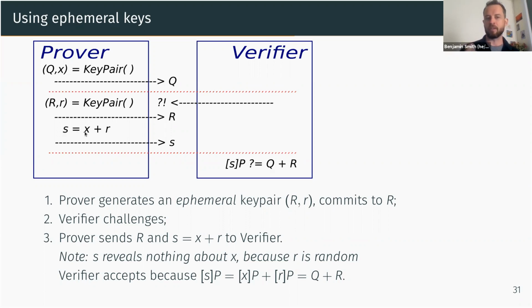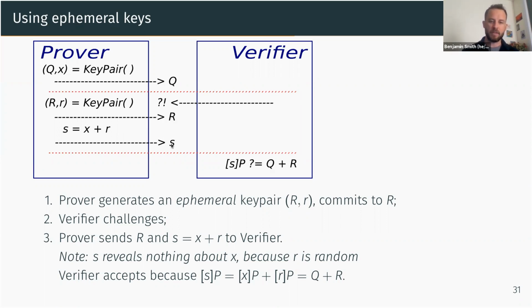Remember, these are scalars, they're integers in the elliptic curve context. So we're going to add these together, x and r, and publish the result s. Now the verifier can multiply up s times P, and then they can also take the two public keys and add them together, and they're basically just checking if the sum of the private keys is the sum of the public keys. So the prover is revealing this R and committing to it in that sense, and then also sending this S.